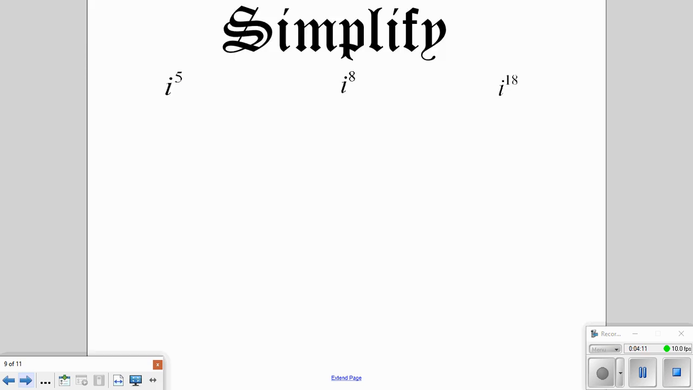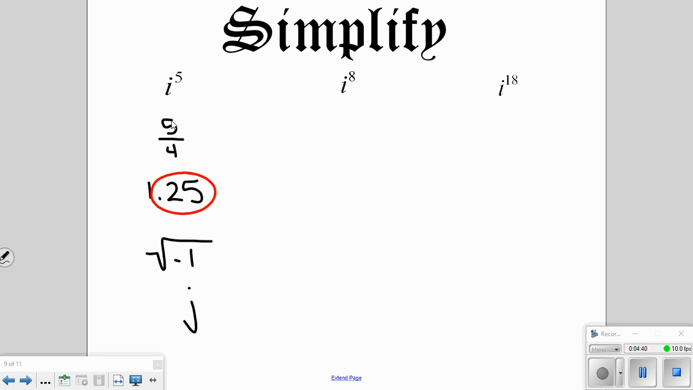So to simplify these, we do i to the 5th power, and we say 5 divided by 4. 5 divided by 4 is 1.25. And the remainder here is 0.25. So it is simply going to be the square root of -1, so your final answer there would be the square root of -1.